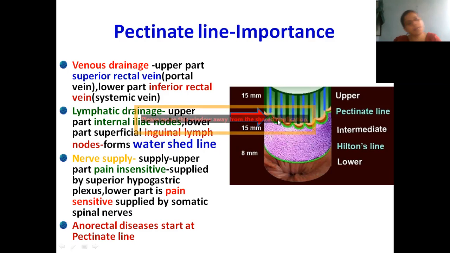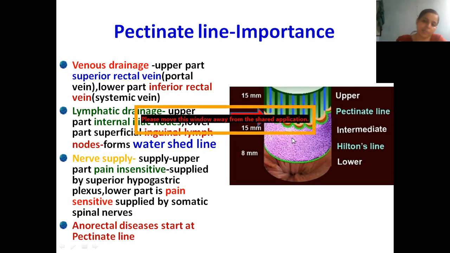The upper part is supplied by the autonomic nerves, which are pain insensitive, whereas the lower part, 15 plus 8, is supplied by somatic spinal nerves, which are pain sensitive. Internal piles are painless because here it is supplied by the superior hypogastric plexus. External piles are highly painful because they are supplied by somatic spinal nerves. So anorectal diseases usually start at the pectinate line.